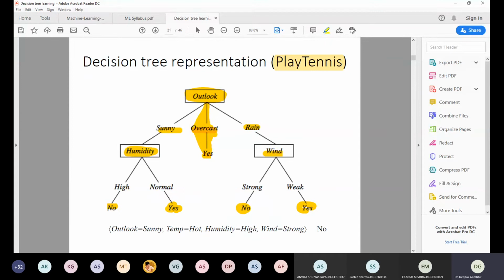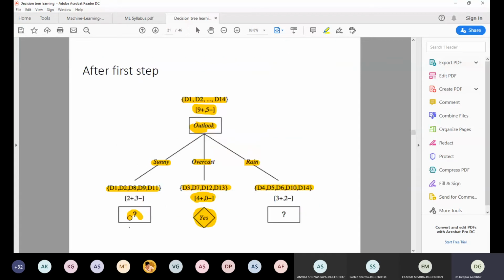Now for the next case, we have to choose which attribute to choose here and which attribute to choose there. Now in this we have 2 positive cases for day 1, day 2, day 8, day 9, day 11. When the outlook is sunny, one thing is sure now: the first parameter is outlook is sunny. Now the next parameter we need to consider. Similarly, in this case the outlook is rainy, and we need to consider the next attribute here.